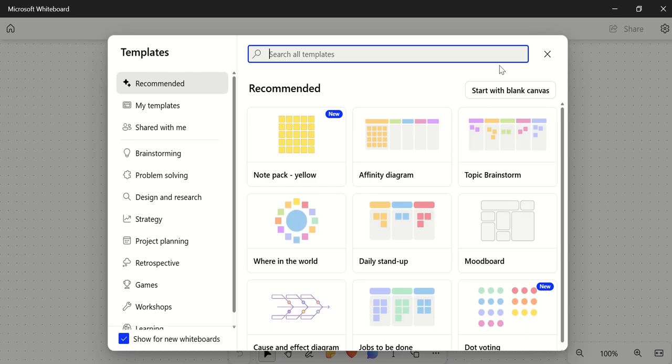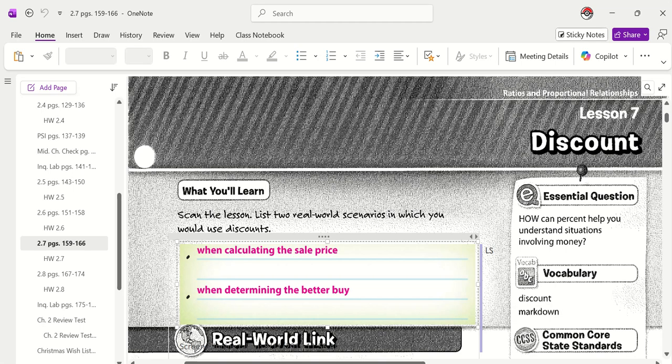All right, today we are doing chapter 2, lesson 7. We're talking about discount. Before we begin, let's talk about the vocab. What is a discount? Go for it. Okay, so we pay less, right? A discount is basically like we don't pay the full amount.